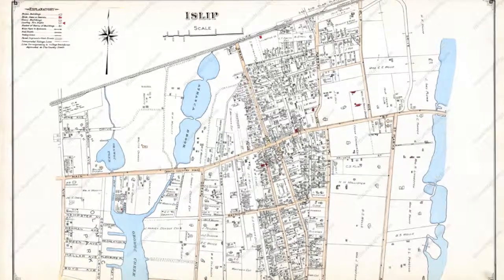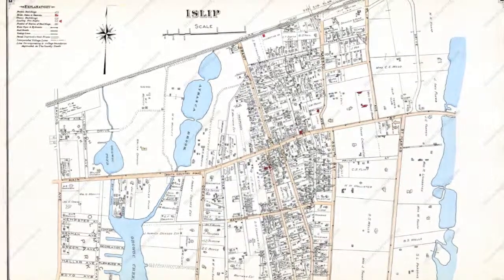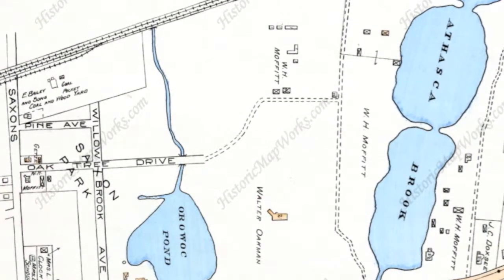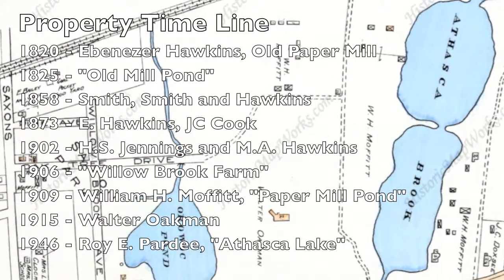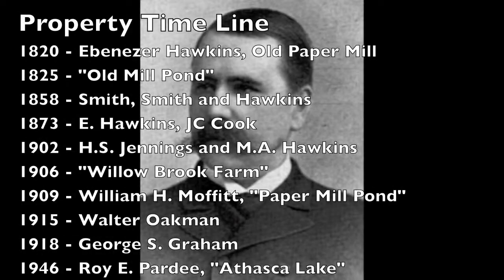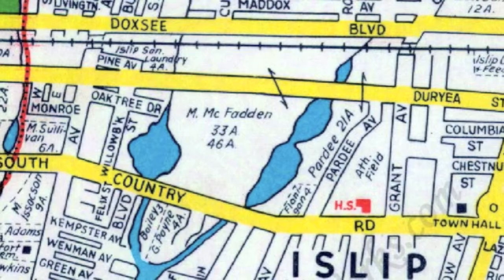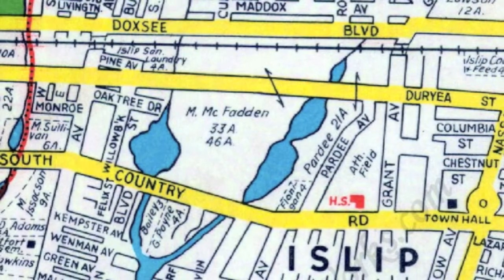He only stayed in the house for 5 years, and in 1915 he sold it to Mr. Walter Oakman. Having bought the property from Moffett, Oakman sold it after 3 years to George S. Graham. He made this his summer home and owned it until he died in 1931. In 1941, Mrs. McFadden, formerly Marion Graham Williams, owned the property.